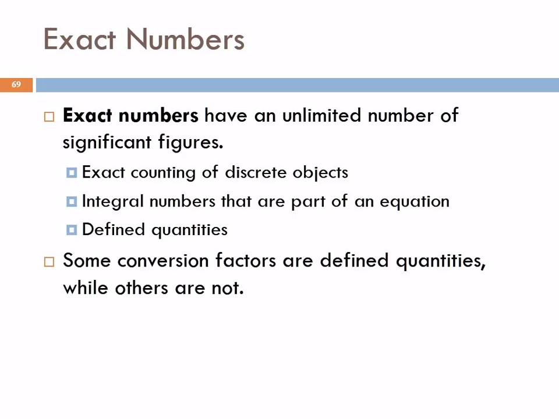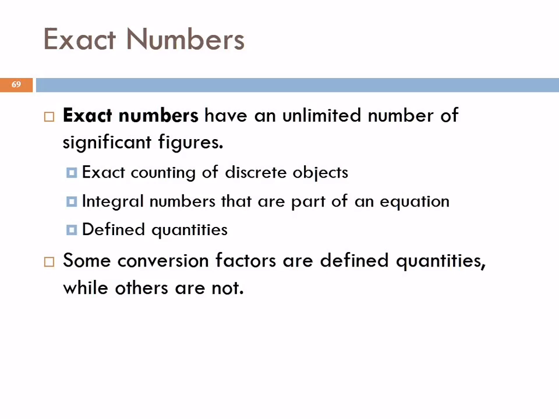We could count the number of people in the room. It would be an exact number. Another example of an exact number is integral numbers that are part of an equation. Integral means integer here, whole numbers. The volume of a sphere is 4/3 pi r cubed. The 4 and the 3 are exact numbers. The other situation is defined quantities. How many inches in a foot? 12.